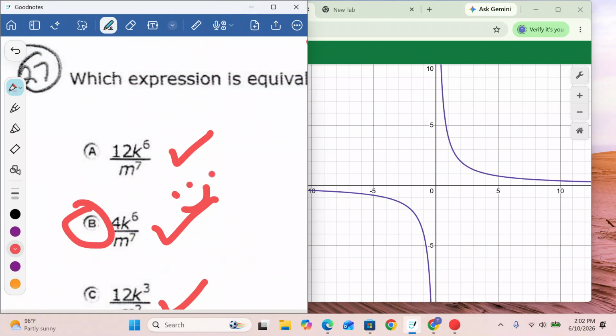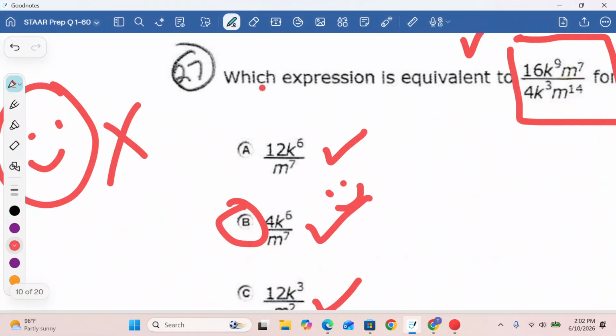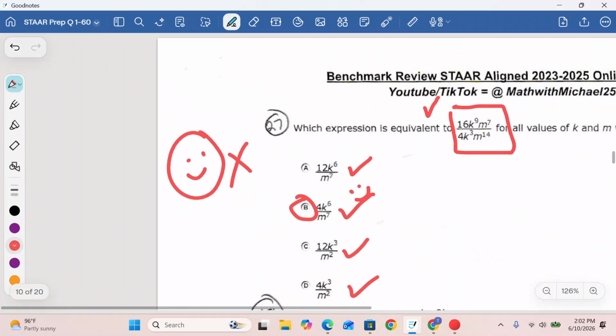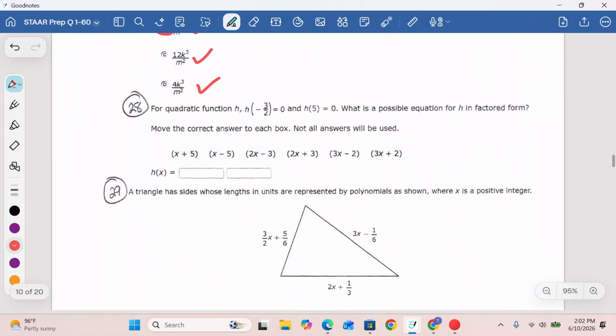Who did the work? Desmos. All you had to do was match it. That's it. So let's see which other one we're going to tackle to get you to pass.